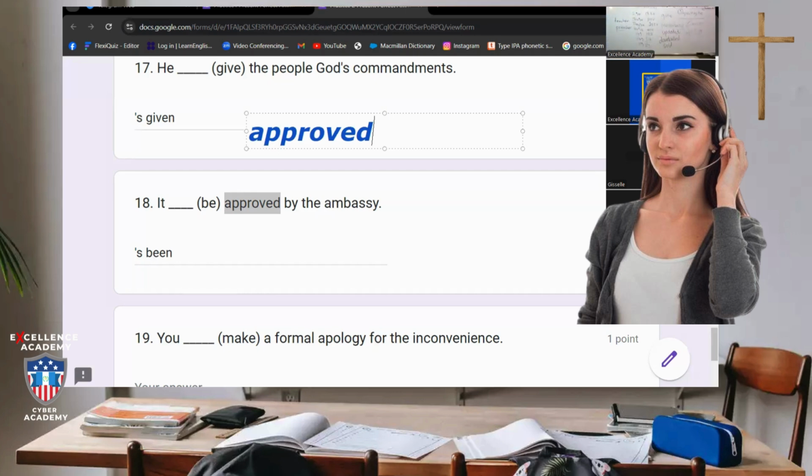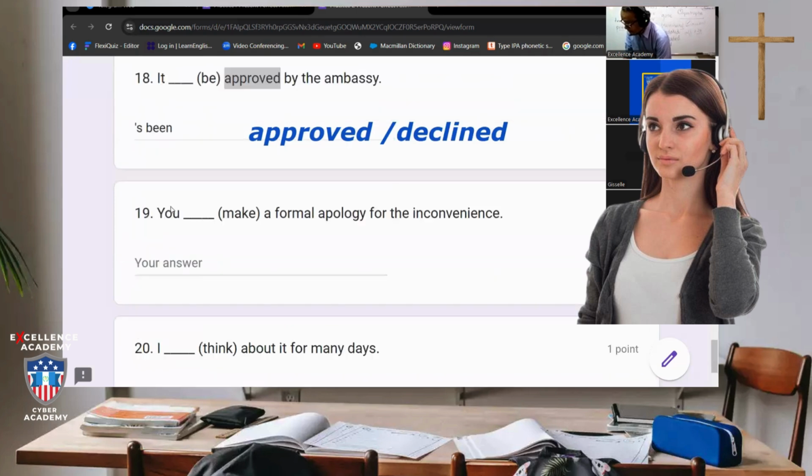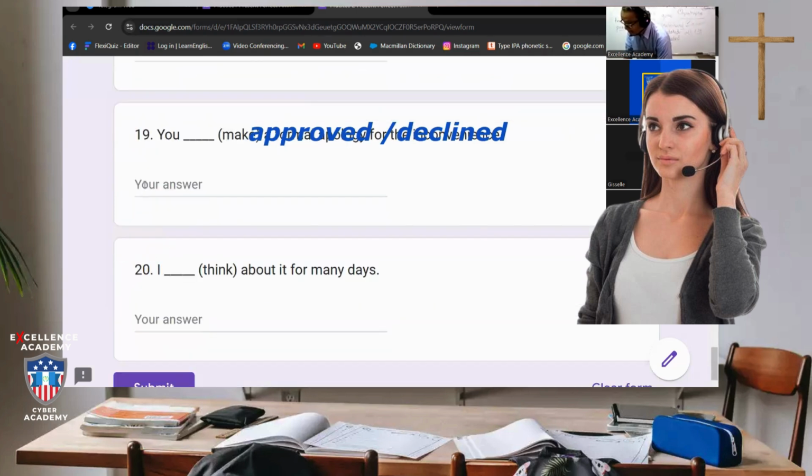So your visa is approved. Yes or no? I hope so. And also the opposite, what is it? Declined. Right? The opposite is declined. Got it? All right. So, in this example, it's been approved, right? Which means ha sido aprobada. Good for you.